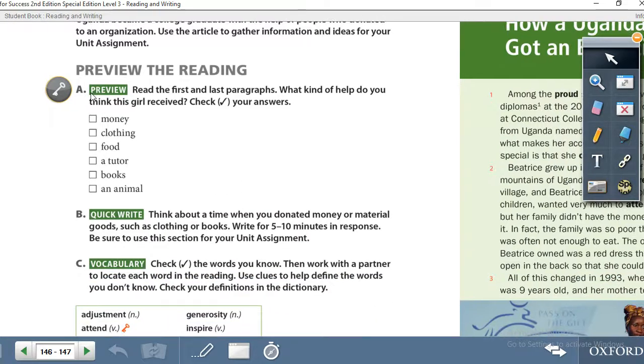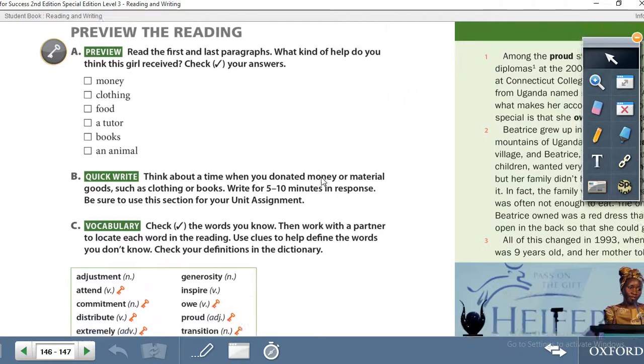Exercise A, preview the reading. Preview, read the first and last paragraphs. What kind of help do you think this girl received? Check your answers. So that's quite simple. You will just, after you have read the article, you will then read the preview and you will check the correct answer according to the article.